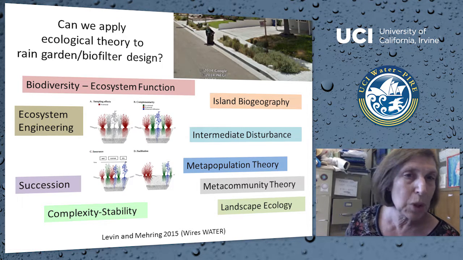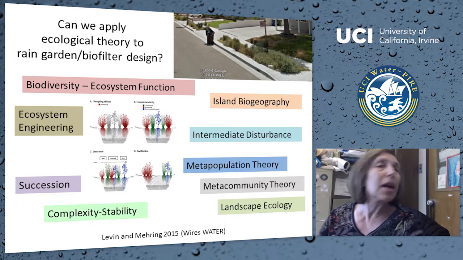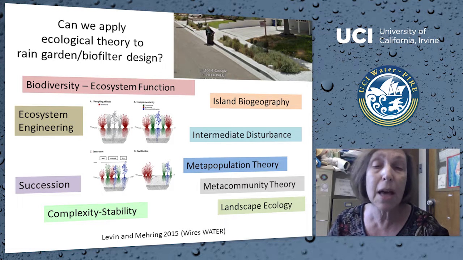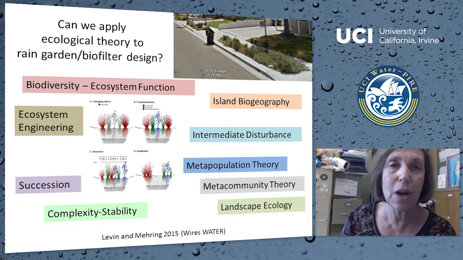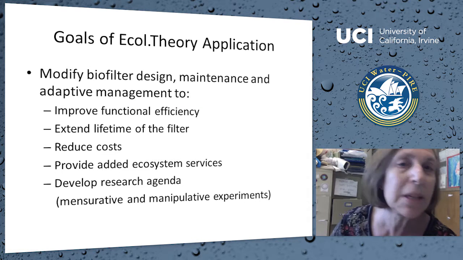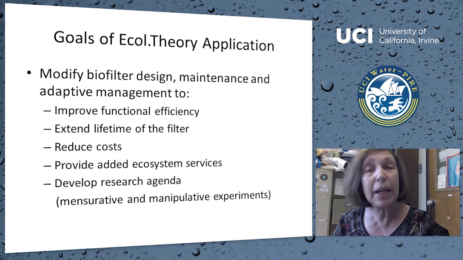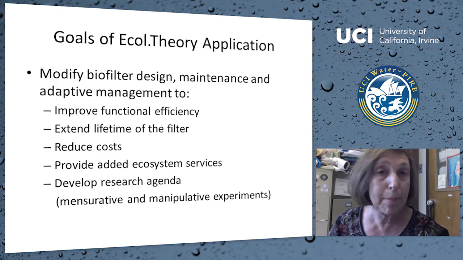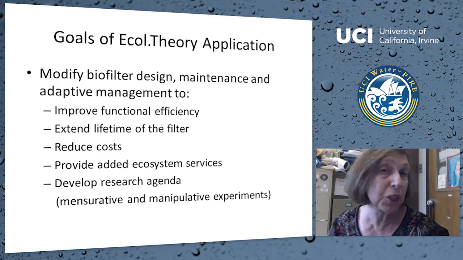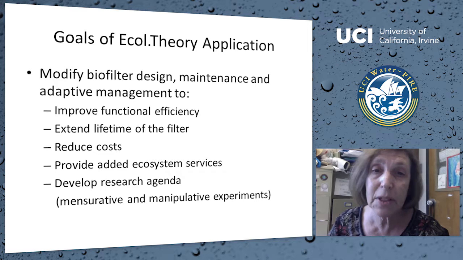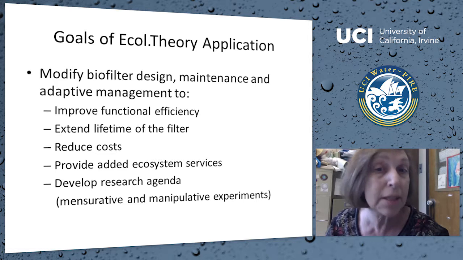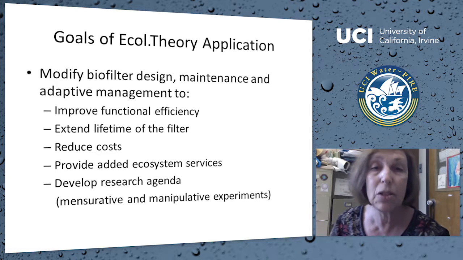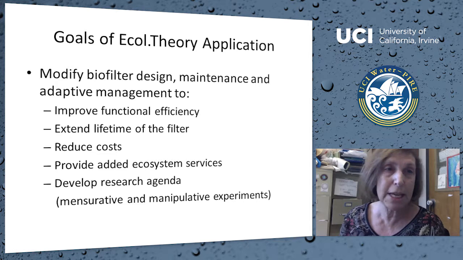If we go to slide number 10, I really get to the meat of this talk. I'd like to ask the question, can we apply ecological theory to rain garden or biofilter design? And there are about seven different theories that I'd like to try to briefly touch on. If you go to slide 11, I've listed the goals of the application of ecological theory. We're interested in modifying biofilter design, the maintenance and adaptive management to improve functional efficiency, often to extend the lifetime of the biofilter, to reduce costs, to provide additional ecosystem services, and in some cases, these ideas lead to development of a research agenda and experimentation.